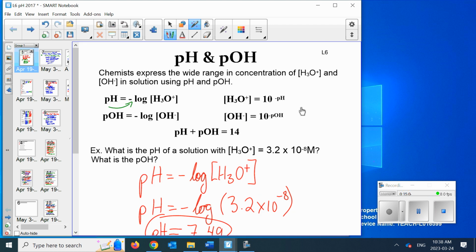Or I could do it the way we were doing it before, where hydroxide is equal to 1 times 10 to the minus 14, divided by 3.2 times 10 to the minus 8. Sometimes due to rounding, it gets slightly different answers, like 0.03, 0.07. But, I mean, not that much. But it's another shortcut. Anyways.